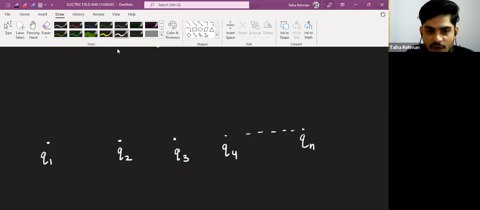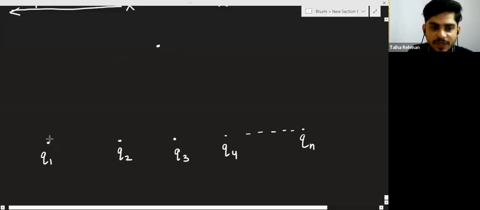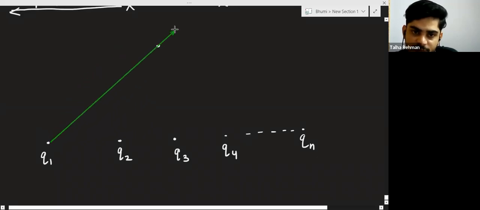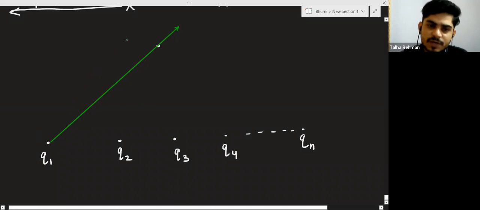So we know that all charges are positive here: Q1, Q2, Q3, Q4, Qn. And we know how to calculate the direction of electric field. Consider a positive charge here. So the direction of electric field will be in this direction, like this. And suppose the distance between this charge Q1 and this point is R1. R1 is the distance between this charge Q1 and this point where we want to find the electric field. And the direction of electric field is away from the charge.